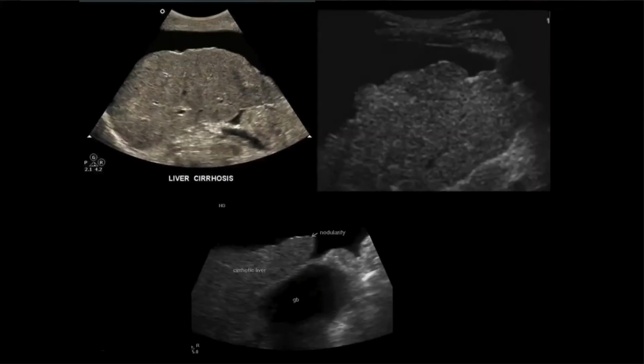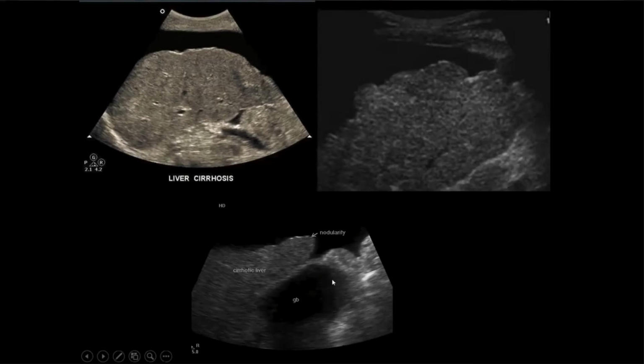I want to talk a little bit about cirrhosis, because cirrhosis is something we see pretty commonly, and it will give you that diffuse inhomogeneity, and also you can have some knobbly edges. With liver cirrhosis, there's some ascites here, but you can also see that the liver has a real nodular appearance. And that's going to be really common in cirrhosis.